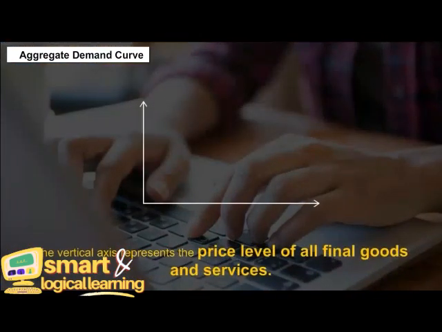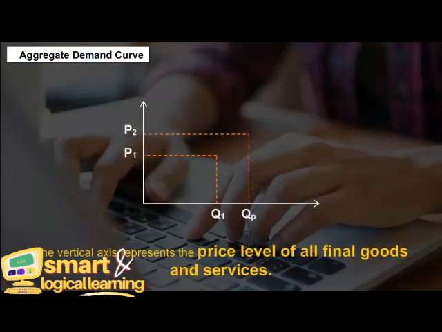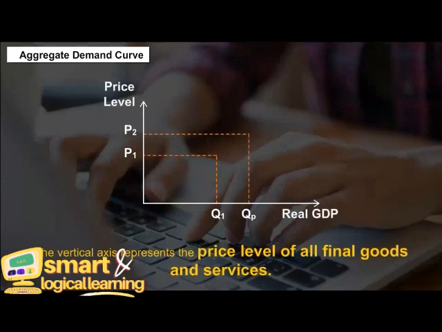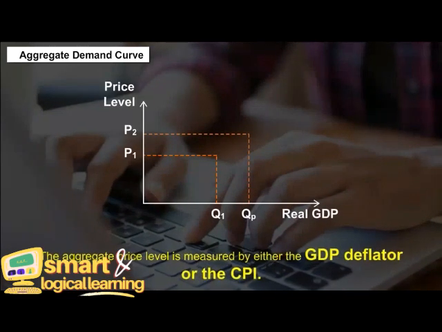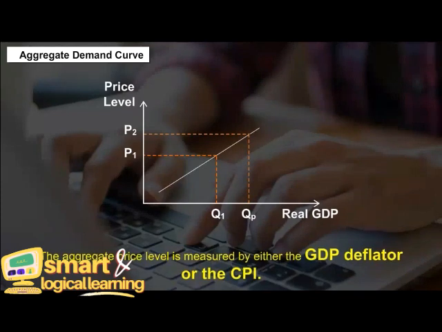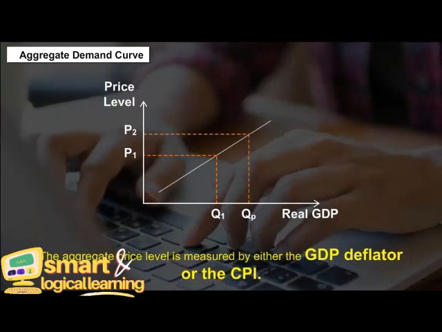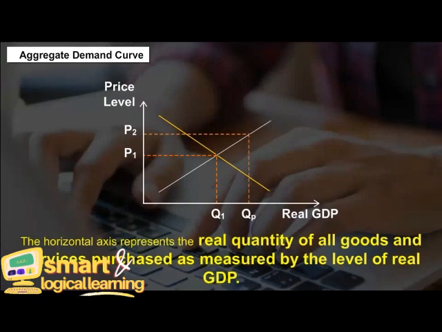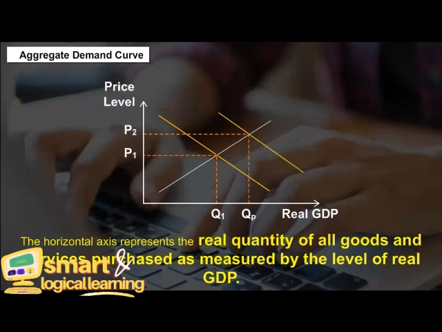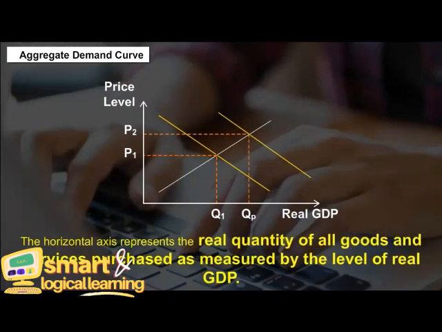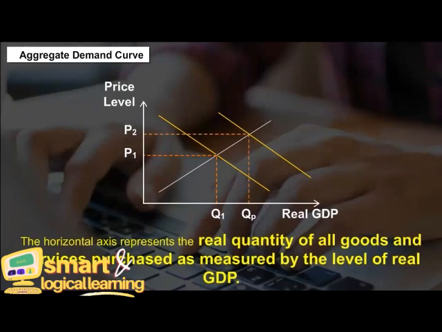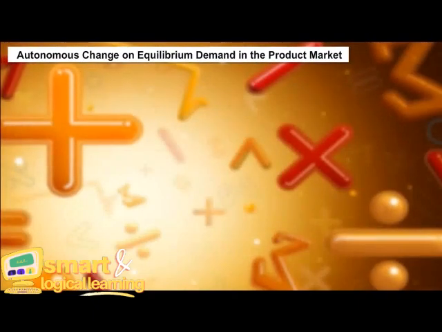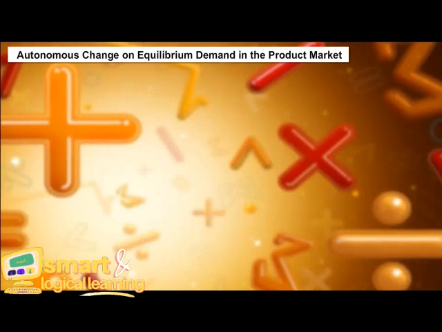The vertical axis represents the price level of all final goods and services. The aggregate price level is measured by either the GDP deflator or the CPI. The horizontal axis represents the real quantity of all goods and services purchased, as measured by the level of real GDP. Autonomous change on equilibrium demand in the product market.